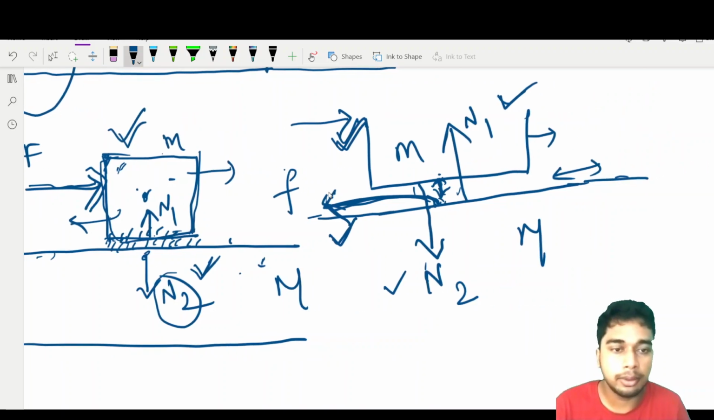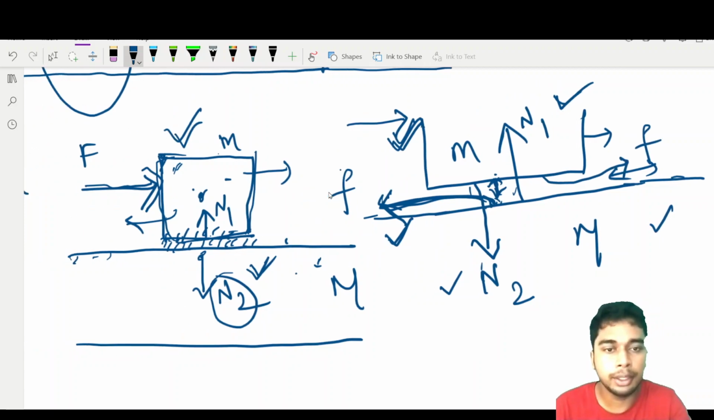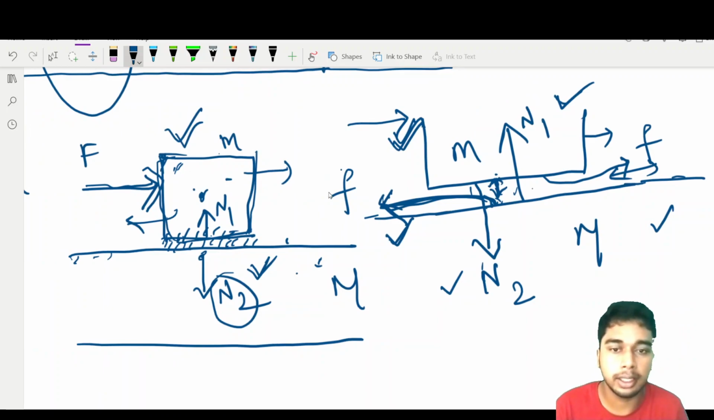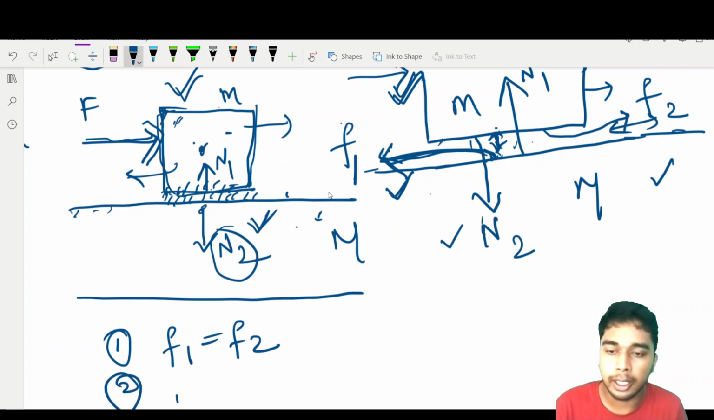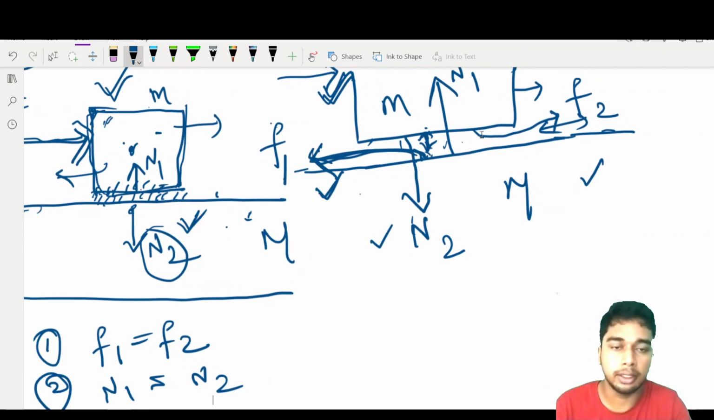Similarly, for the plank case, there will be friction from here. Because here two forces, for example, if I consider this is F1 and this is F2, these two will be same because they are in contact. So here it will have F1 is equal to F2 and N1 is equal to N2, because only two surfaces are involved. So it will give f1 is equal to f2 and n1 is equal to n2.